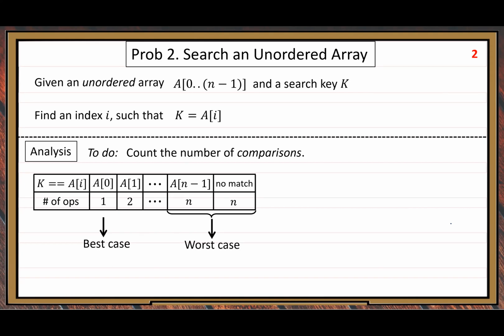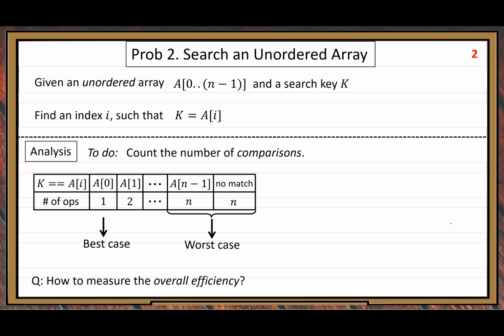Then the last 2 cases, where the comparison number equals n, are the worst case. So that's the worst. So the best case and the worst case. That's very straightforward. But there is another important view.